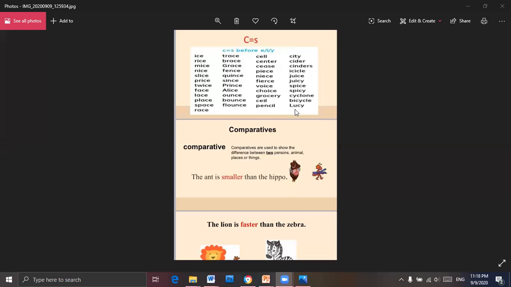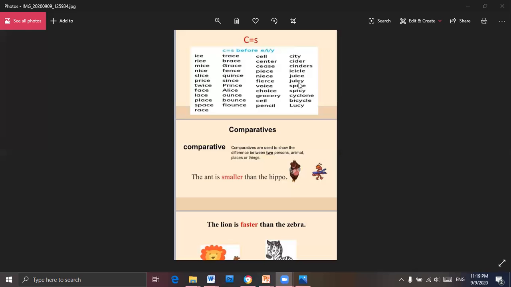Again, as a revision, if we find that after C is E, I, or Y, we pronounce C as S. Like ice, after C is E, like icicle, like Lucy, bicycle, cyclone, spicy, juicy. There is Y after C. Hope that you find this easy.